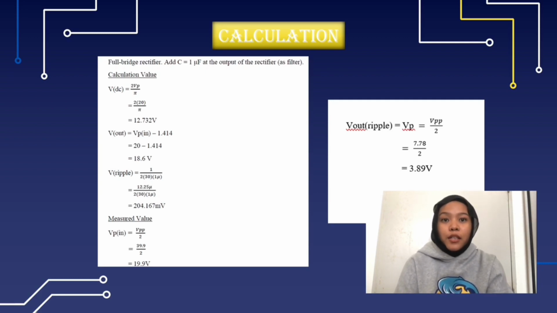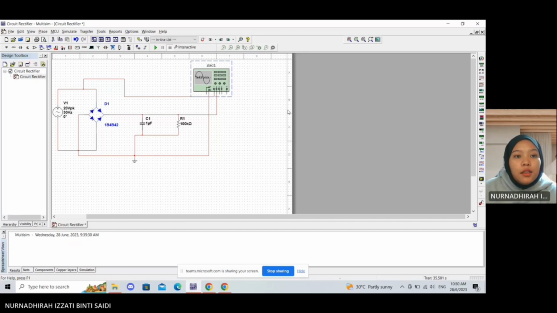V peak of input is equal to 19.9 volt, and the output ripple voltage is 3.89 volt. Okay, next, this is the full wave bridge rectifier circuit. As we can see, the input is connected to channel 1 of the oscilloscope, and then channel 2 of the oscilloscope is connected to the output. So we are going to simulate this design to get the result.